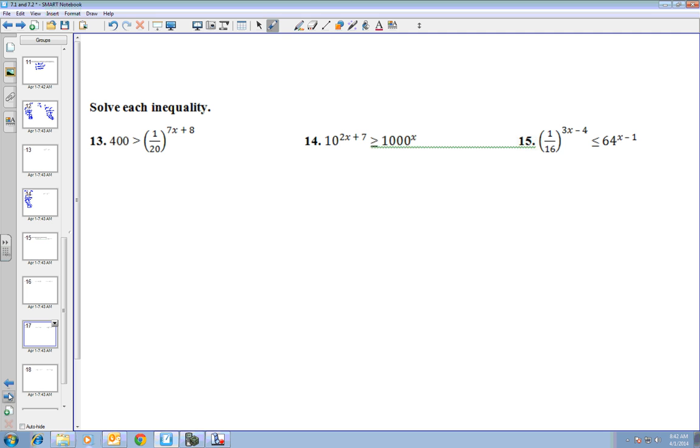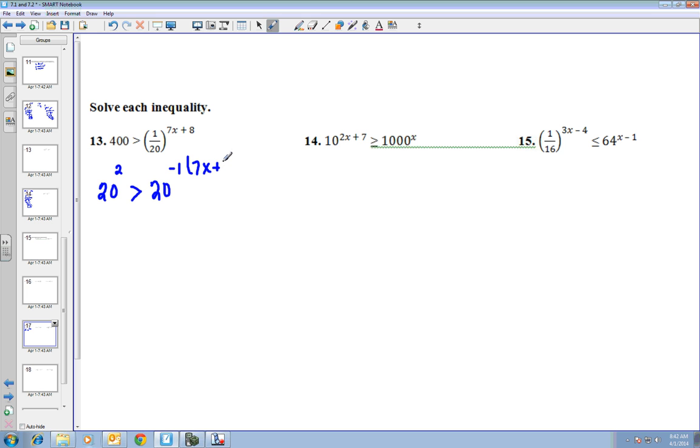So let's do number 13 first. I see a fraction. What number do you think I need to use as my base? 20. Okay, so I can rewrite 400 as 20 to what power? Squared. Because I know I can rewrite both of these as 20 to some power. 20 squared is 400, and 20 to the negative 1 is 1 over 20.